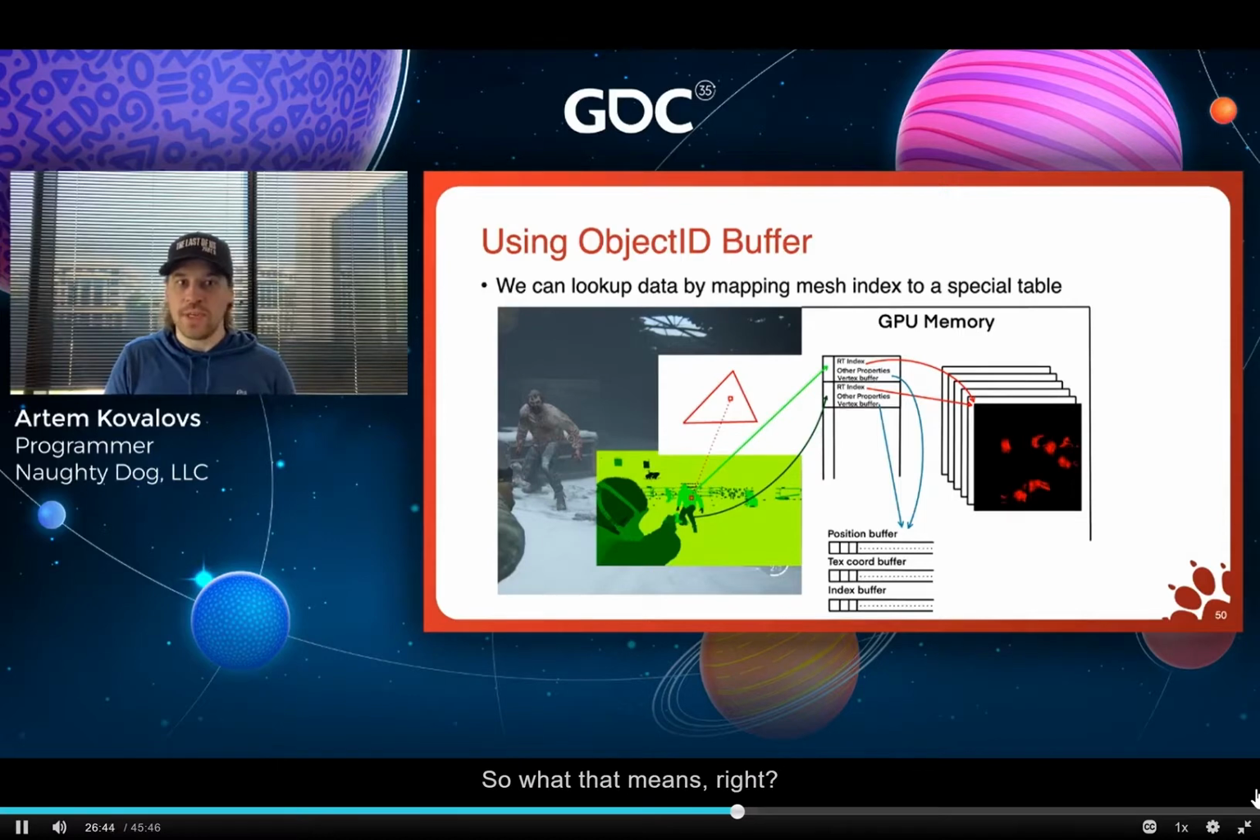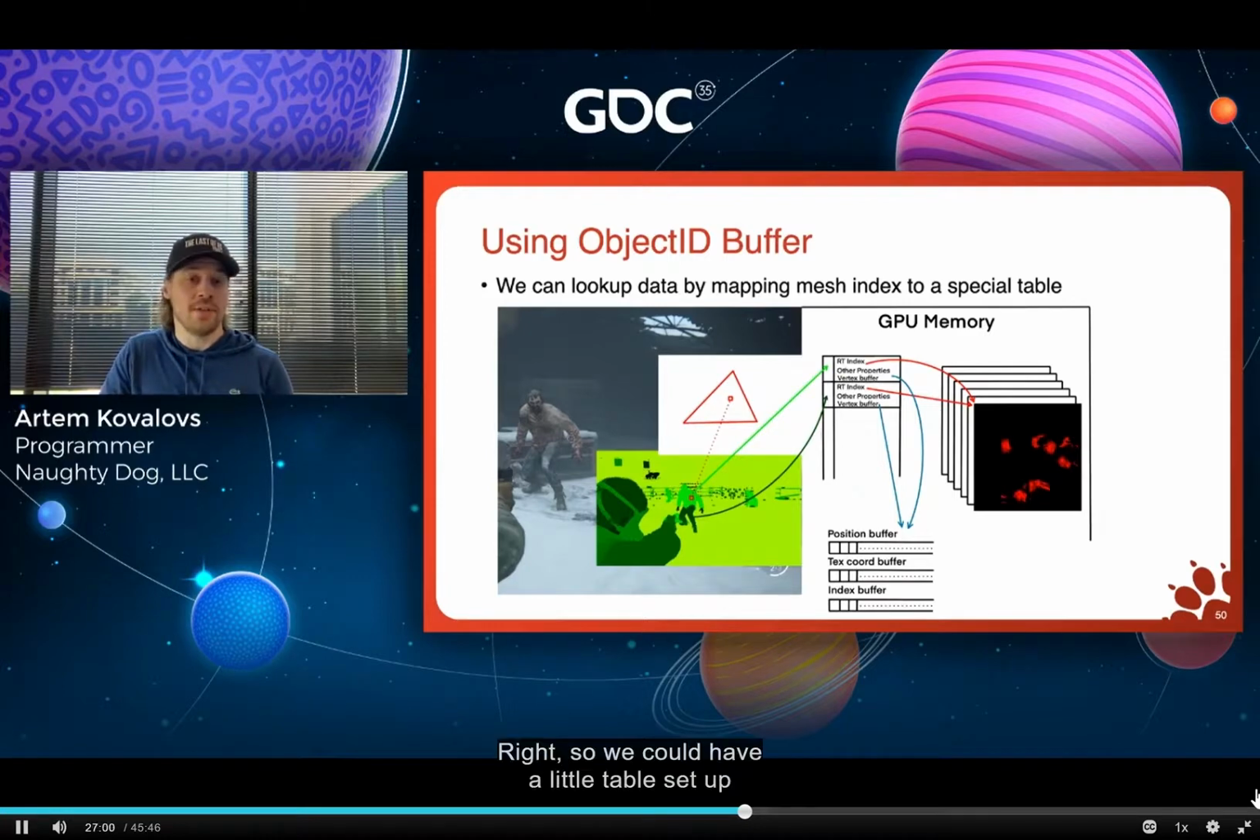So what does this buffer mean? That means if we have some pixel location, we know the mesh, some sort of mesh ID, and the vertex IDs or triangle ID that generated this pixel, right?